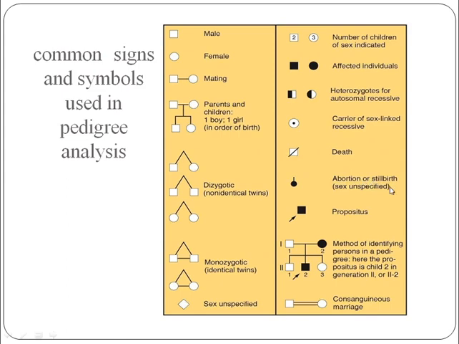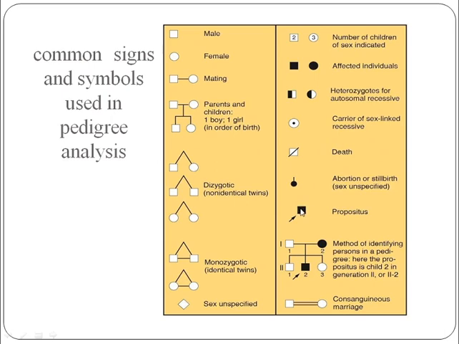Then abortion or stillbirth is denoted by this symbol. Then the propositus is denoted by an arrow pointing at a particular affected individual. This arrow is added at a particular affected individual to indicate that this is the person who brought the trait to the geneticist's attention. That is, we consider this individual who brought the trait to the attention of the geneticist, and from this propositus we draw the pedigree chart.